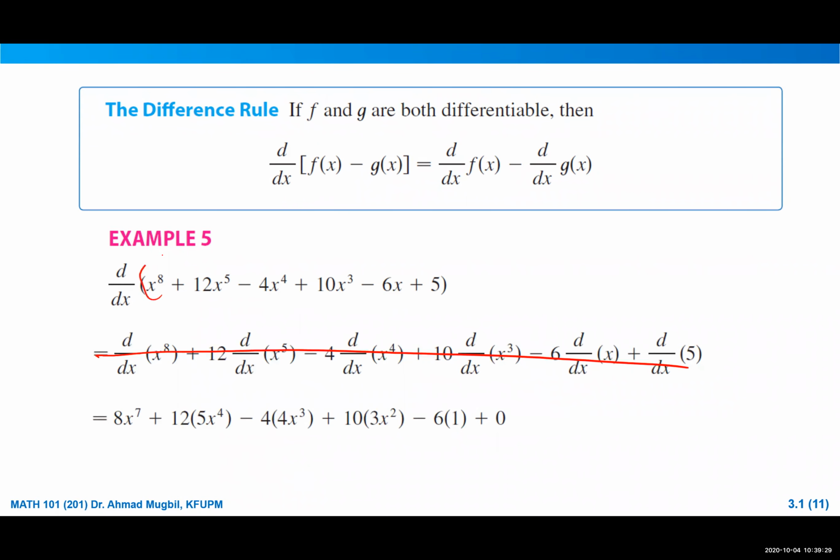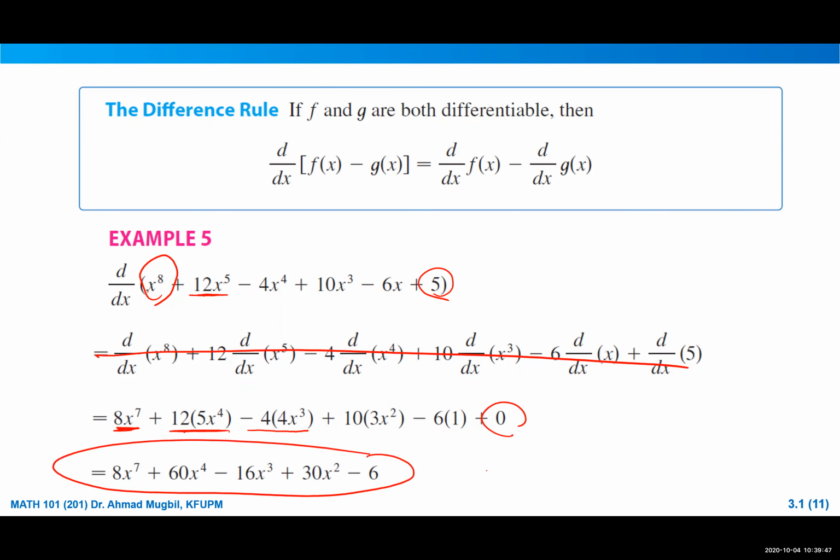So you can just ask, what is the derivative of x to the power 8? Here it is. The derivative of 12x to the power 5, here it is. The derivative of negative 4x is negative 4, and so on. The derivative of 5 is 0. The derivative of 6x is 6. So simplify at the end. You have to simplify, and this is the derivative.